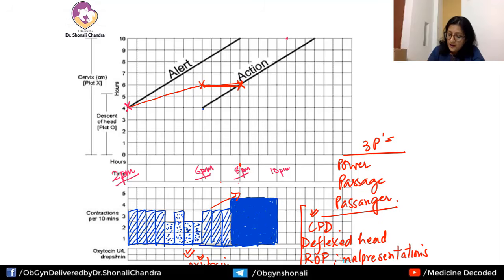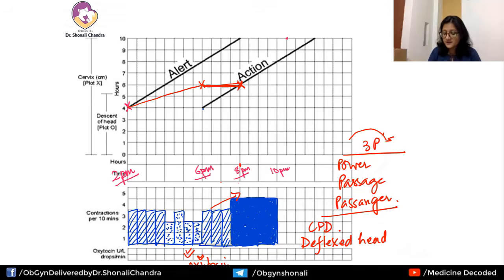So under my control during labor is only power. I can only increase the power. I can only increase the uterine contractions with the hope that with mild CPD, probably with the force of contractions, the head comes down. A deflexed head could get flexed. In ROP position, I would hope that with contractions, anterior rotation will take place, right? So basically, in my hand, only power is there.